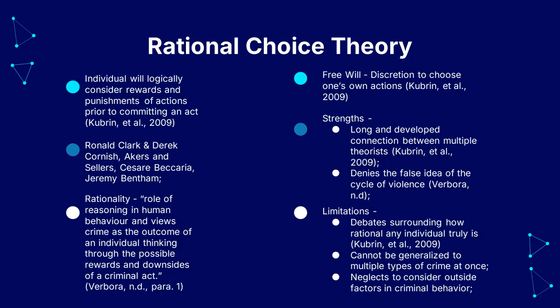Another key term is free will, which is essentially the discretion to choose one's own actions. The strengths involved with rational choice theory are that there is a long and developed connection between multiple theorists, and it also denies the false idea of the cycle of violence. On the other hand, there are some limitations, which are that there are debates surrounding how rational any individual truly is, especially a criminal, and it cannot be generalized to multiple types of crime at once. And finally, it also neglects to consider outside factors in criminal behavior.